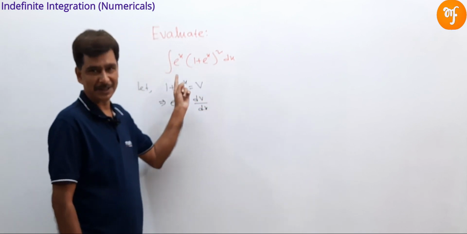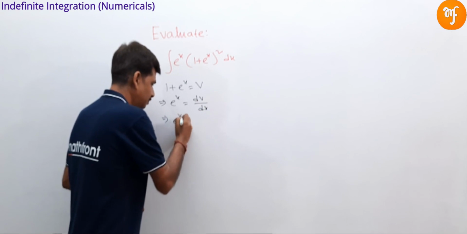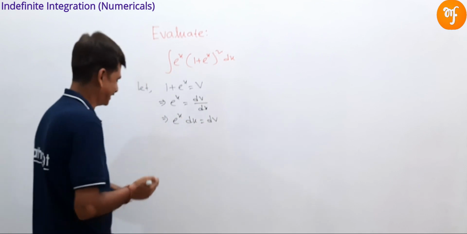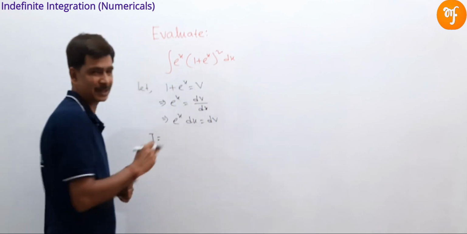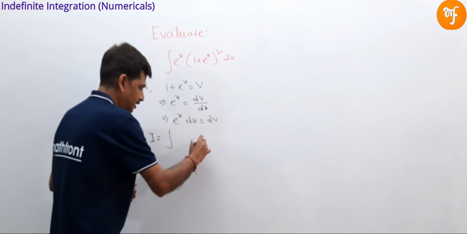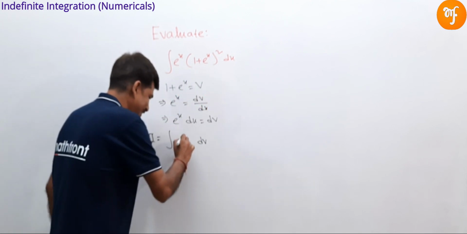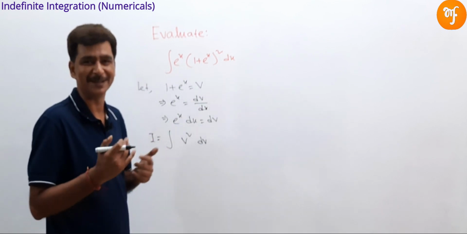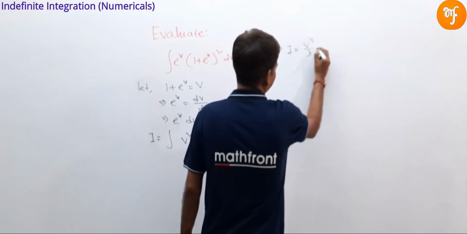Now in the integration, e to the power x into dx is present. So that is why we are writing e to the power x into dx is equal to dv. Okay. Now come to the integration. So what does the integration become? Instead of this e to the power x into dx, we will directly write dv. So I is equal to the integration of, here dv is present, and (1 plus e to the power x) whole square can be written as v square. So the integration becomes the integration of v square dv, and it is v cube by 3 plus c. So I is equal to v cube by 3 plus c.